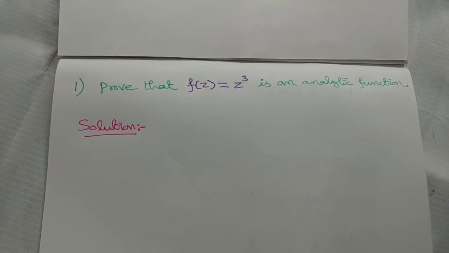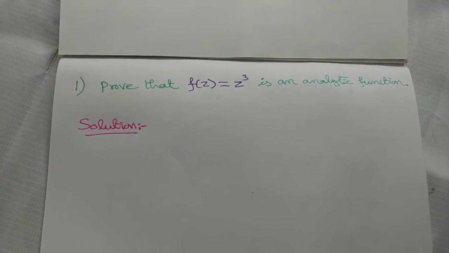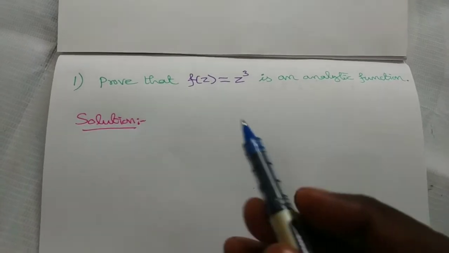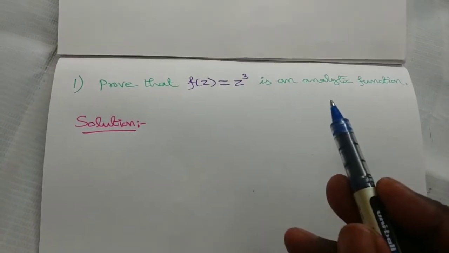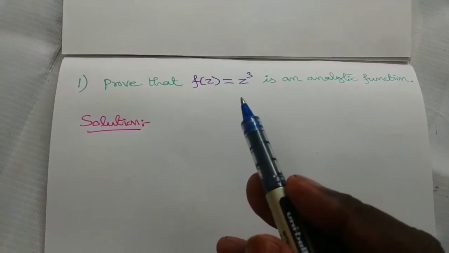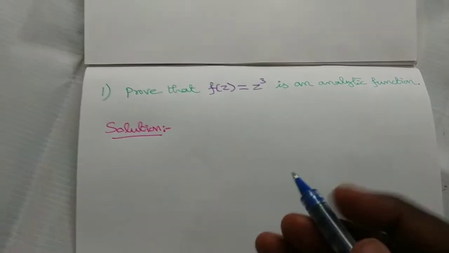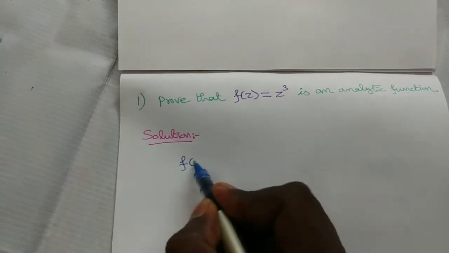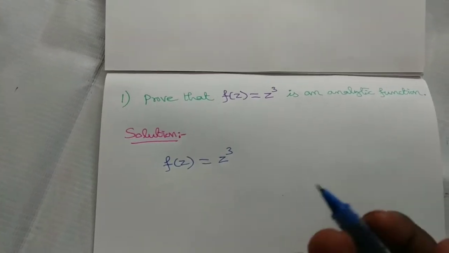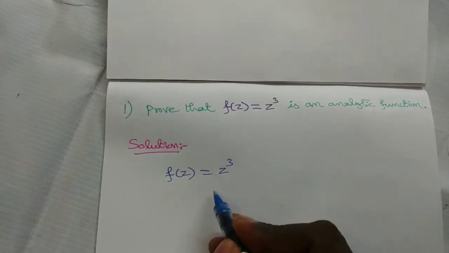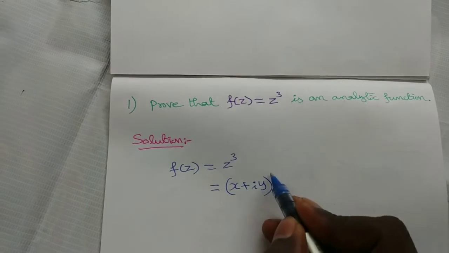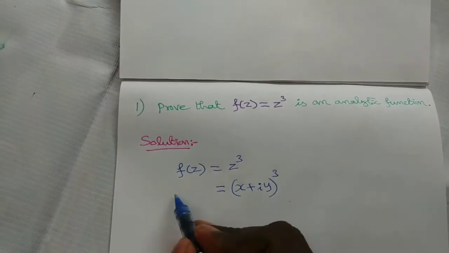Prove that f of z = z cube is an analytic function. Okay, so to prove the function f of z is analytic, the function should satisfy CR equation. So I am going to verify with the CR equation. The given function is f of z = z cube, but z is x + iy. So this is (x + iy) the whole cube, and f of z is always u + iv.